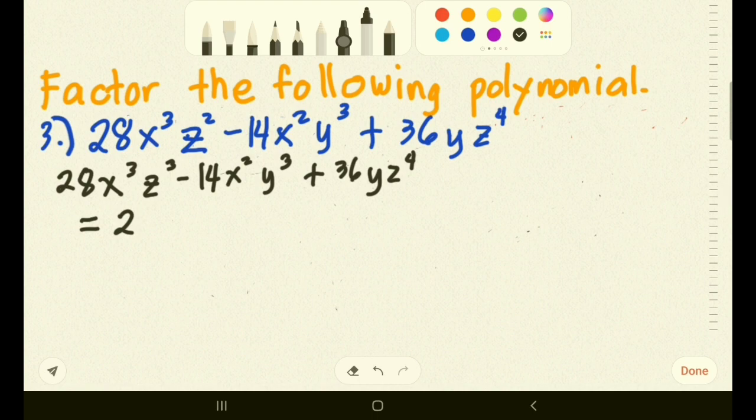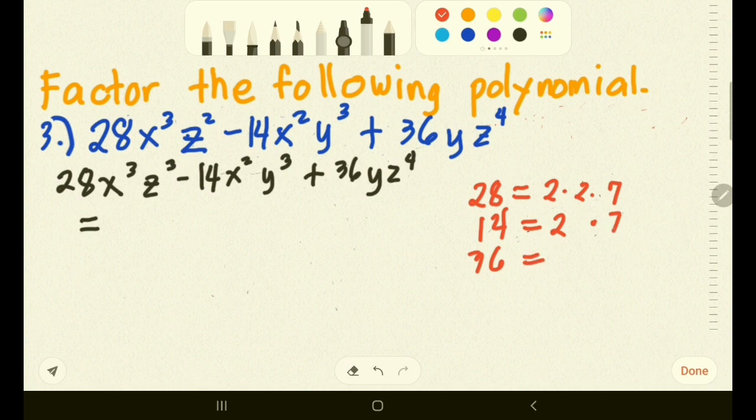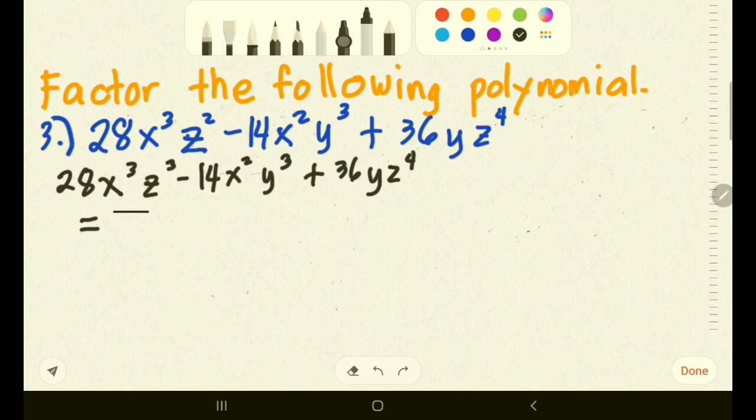Okay, I'll illustrate it so you can visualize it. Let's have here 28, 14, 36. Prime factorization: 28 is 4 times 7, and 4 is not prime, so it's 2 times 2 times 7. 14 is 2 times 7. 36 is 4 times 9. 4 is 2 times 2, and 9 is 3 times 3. So, very clear, their common factor is just 2. That is why I wrote 2 a while ago. So for the numbers, their GCF or GCMF is 2.